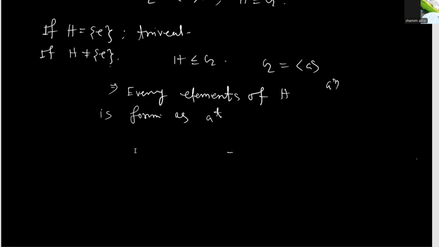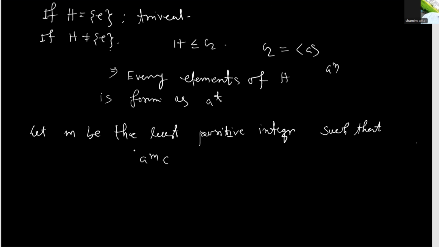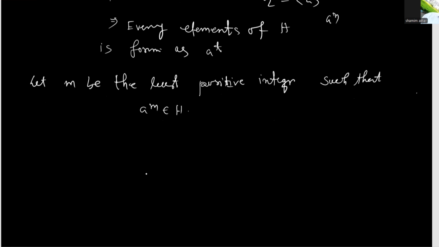Now let m be the least positive integer such that A to the power m belongs to H. Also H is a subgroup of G. By the closure property of a subgroup, A to the power m dot A to the power m, that is A to the power 2m, also belongs to H. Similarly, A to the power 3m also belongs to H, and so on.